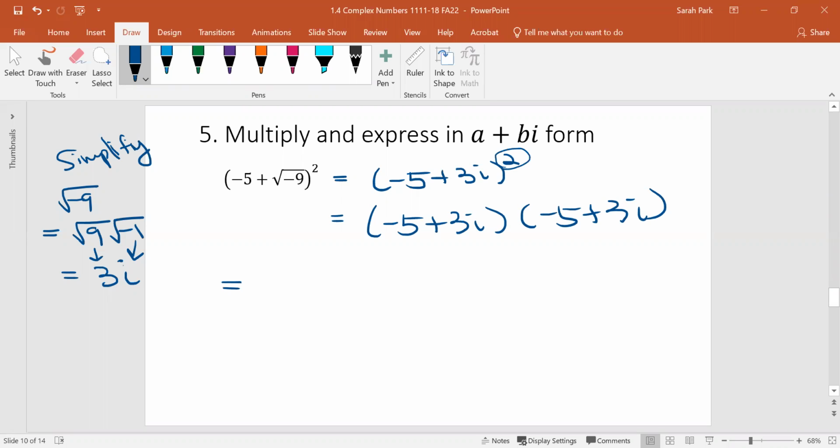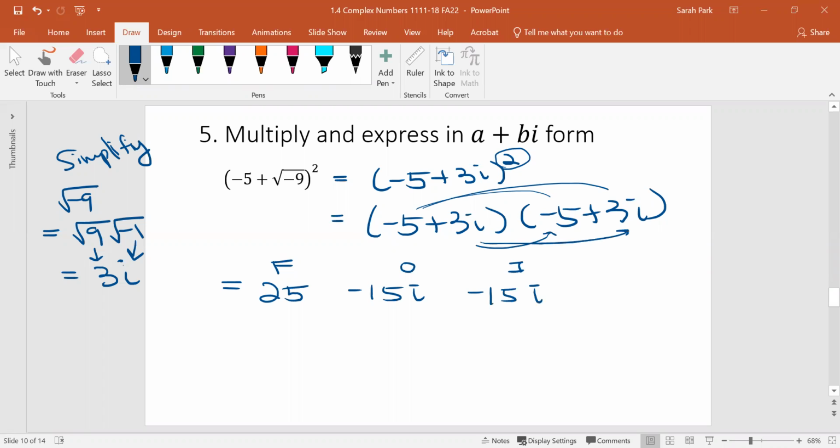Remember FOIL. First terms, we're going to multiply negative 5 with negative 5, get 25. Oops, that's the first term. The outer term, negative 5 times 3i is negative 15i. The inside terms, 3i times negative 5 is negative 15i. And then 3i times 3i is positive 9i squared.